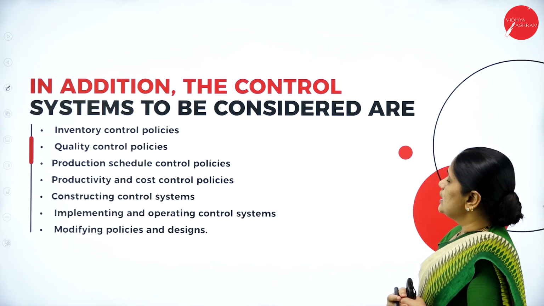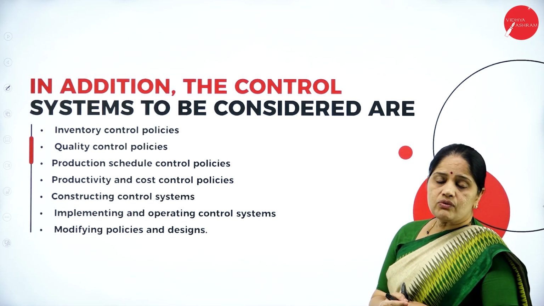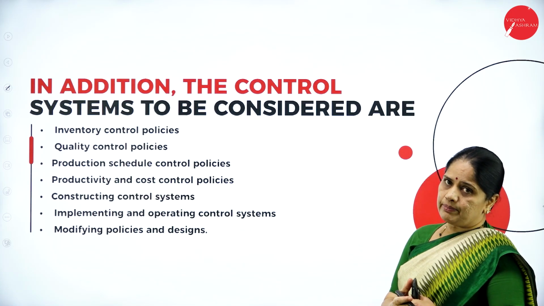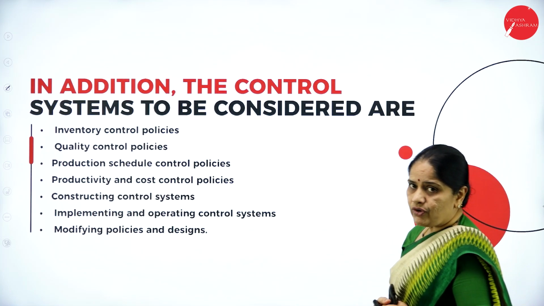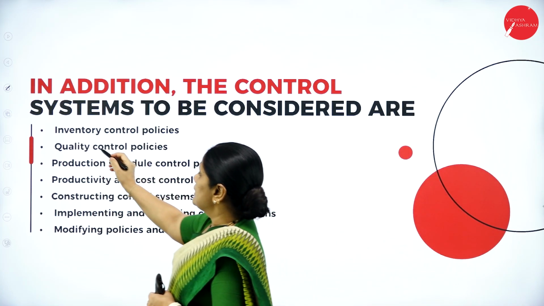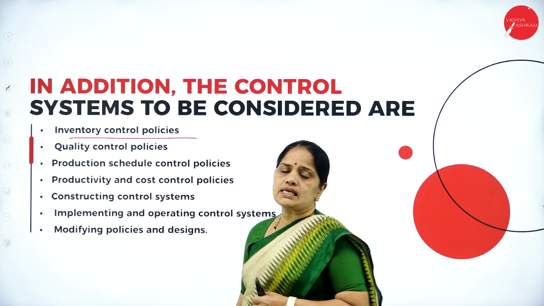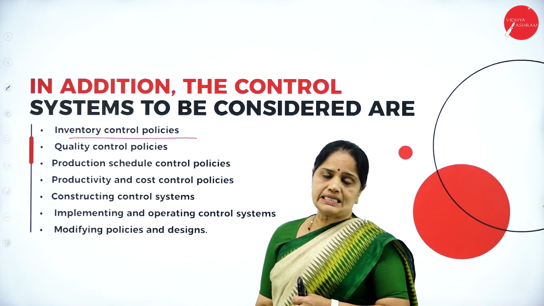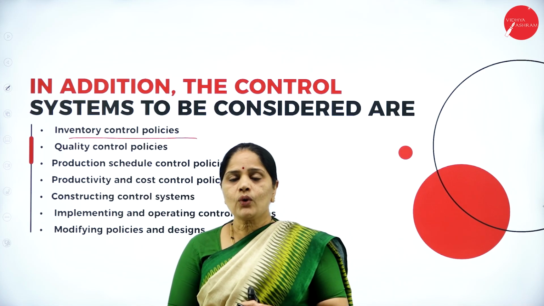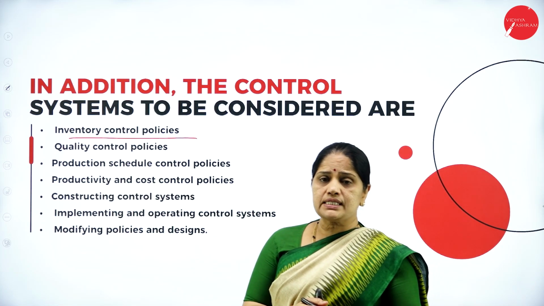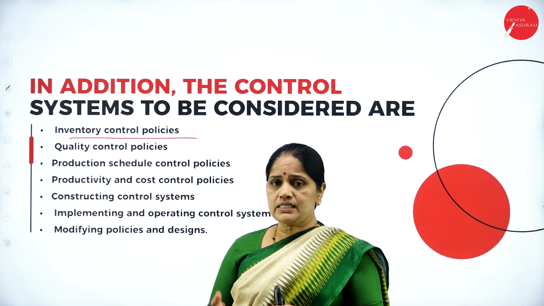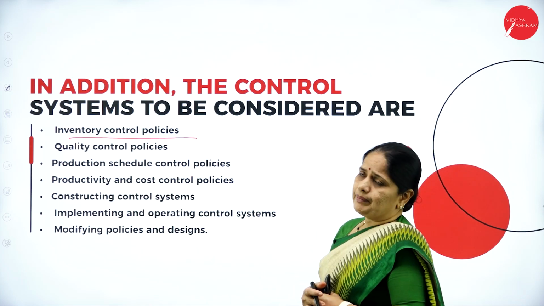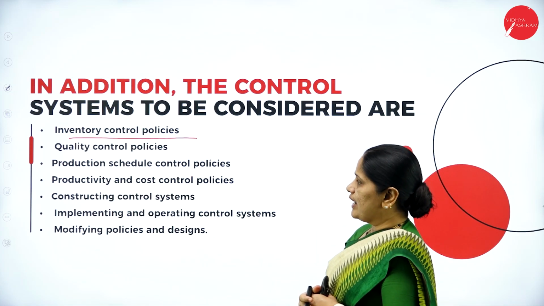In addition, the control systems to be considered are. What are the various control systems? These are all the planning aspects we have just talked about. Now what are the control aspects involved in production? The first one is the inventory control policies. Inventory control policy means what inventory policy we are maintaining in the organization. What kind of raw material you are purchasing and how you are purchasing, whether it is at periodic levels or at the convenience of the management, etc. That we have to decide.